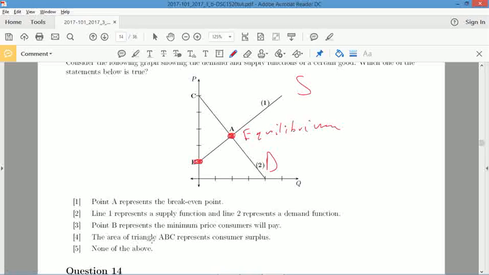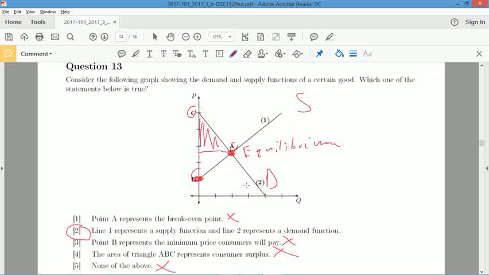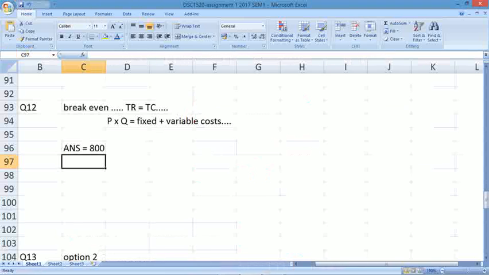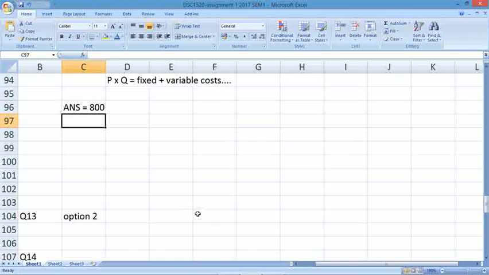Right, the area of triangle ABC represents the consumer surplus. A, B, C, no. Consumer surplus would be that. Okay, that would be the consumer surplus. That's also wrong. None of the above, no. Line 2 would be correct. Supply is upward, demand is downward. So question 13, option 2. Great.